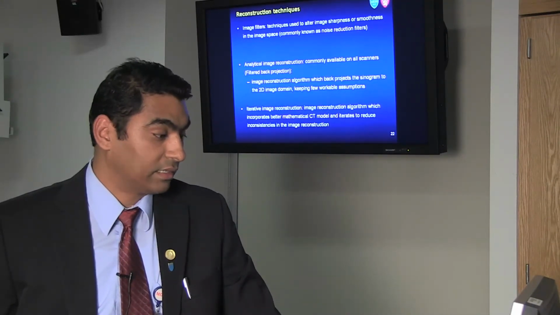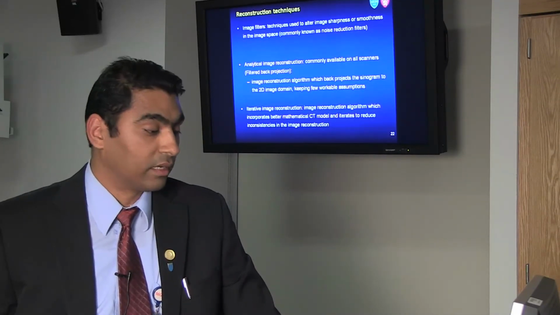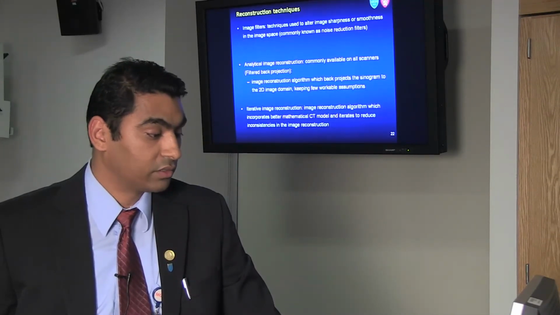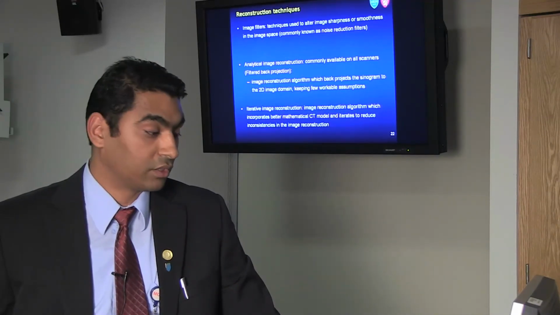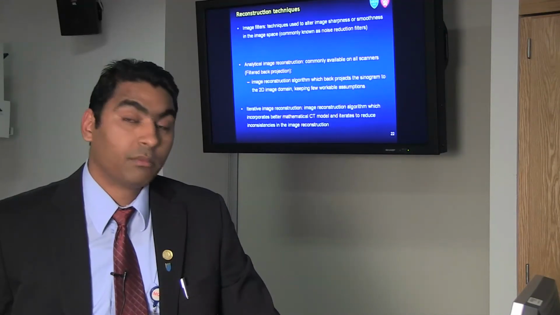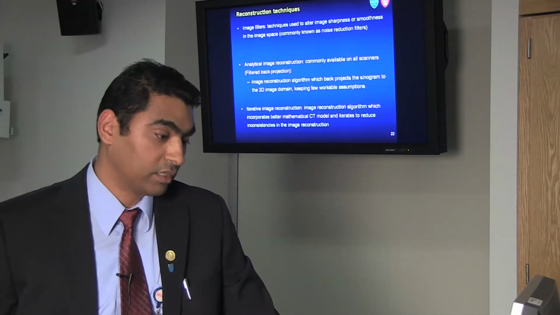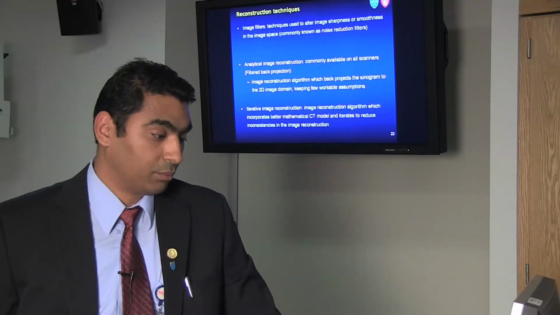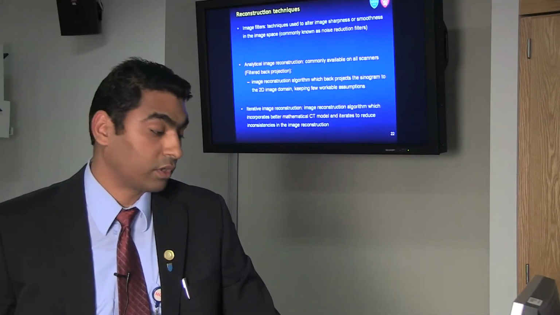Then we have analytical image reconstruction. This is commonly available in all scanners, and is the standard or conventional technique. Any of the scanners you are using presently have filtered back projection on it. So what is filtered back projection? This is an image reconstruction algorithm which back projects the sinogram to the 2D image domain, keeping a few workable assumptions. It's a fast technique, and it has been serving us well for the past 40 years.